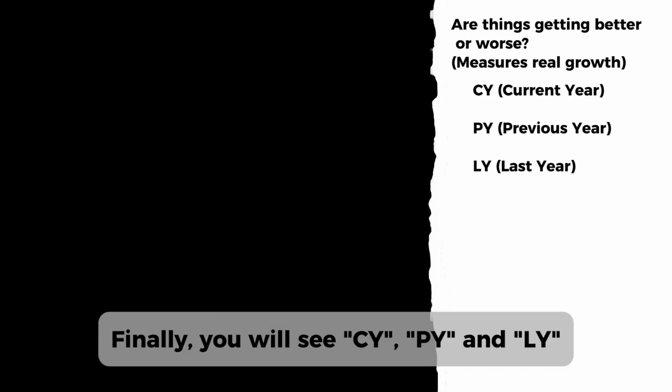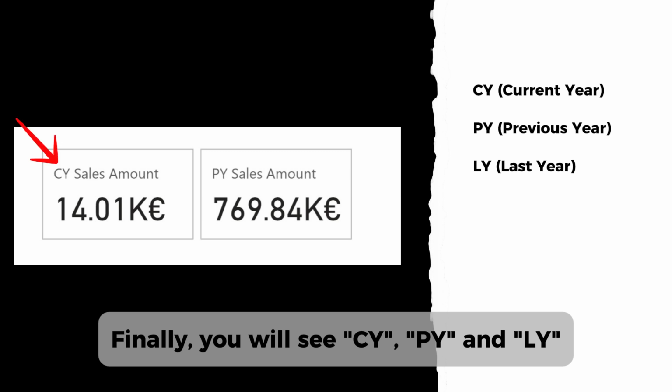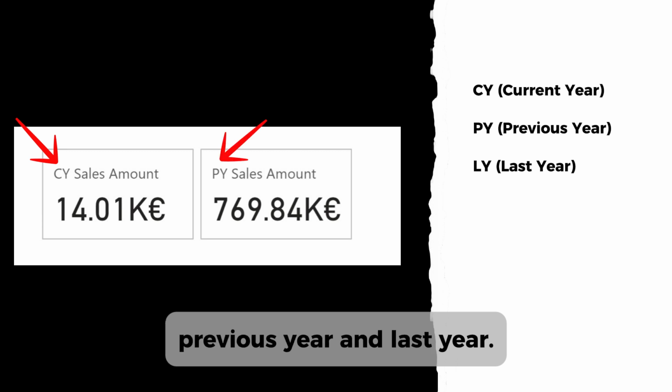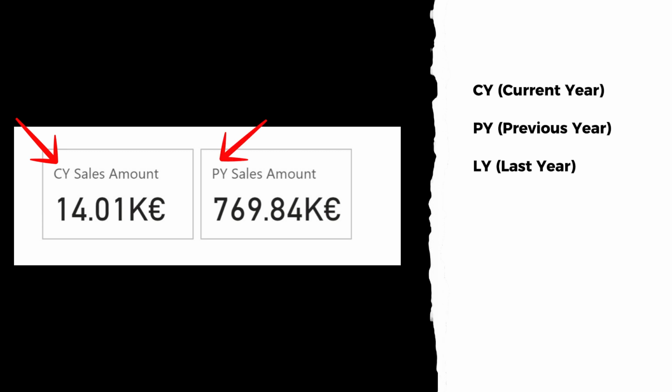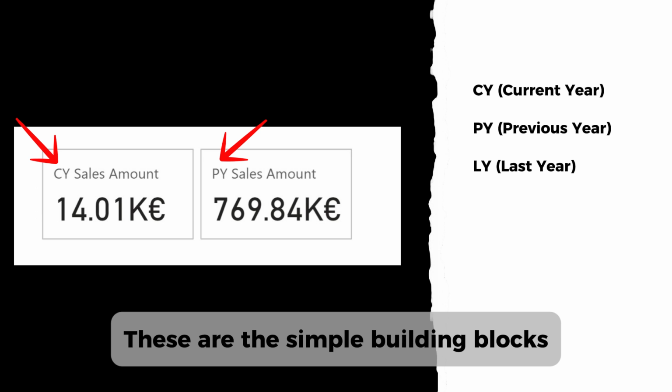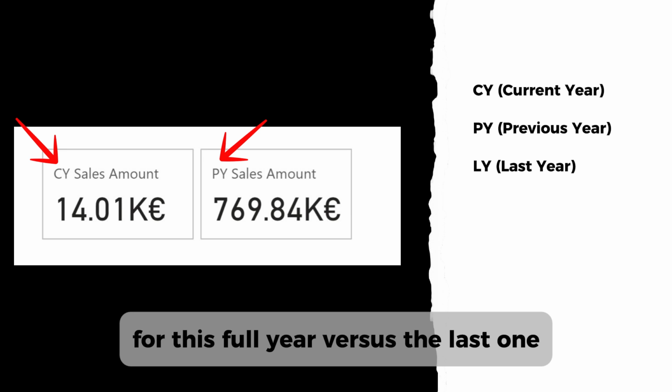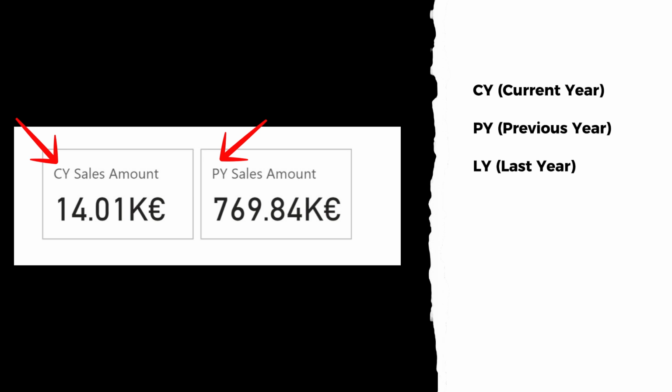Finally, you will see CY, PY, and LY. They stand for current year, previous year, and last year. These are the simple building blocks showing the grand totals for this full year versus the last one.